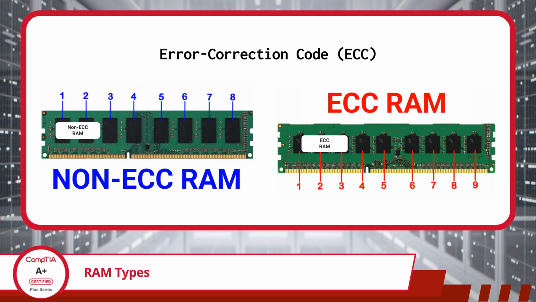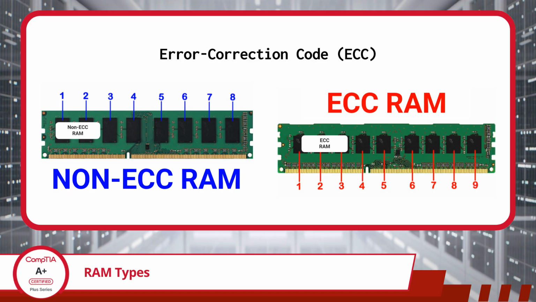Next up, we have ECC RAM. In server environments where data integrity is paramount, error correction code, or ECC RAM, stands out as an indispensable component. Unlike standard RAM modules, ECC RAM incorporates additional circuitry specifically designed for error detection and correction. This sophisticated technology, for an increased fee of course, enables ECC RAM to identify and rectify memory errors on the fly, ensuring that data remains accurate and reliable, even in the face of potential hardware glitches or transient faults.